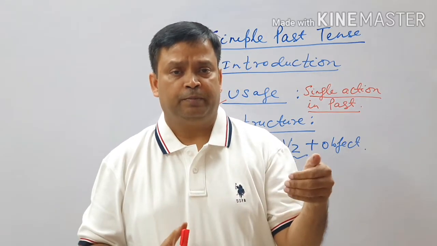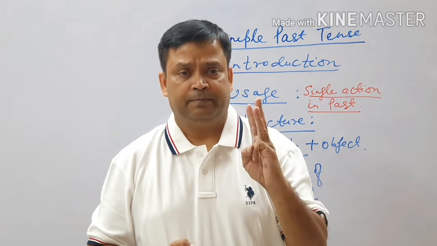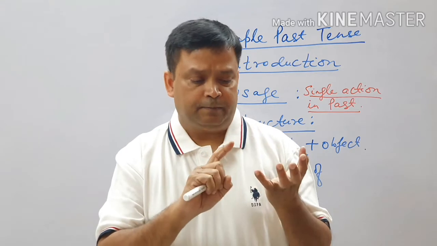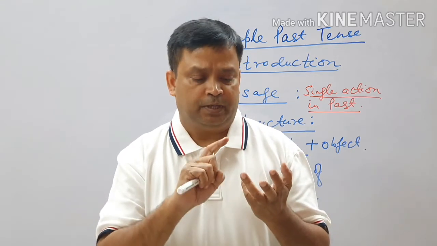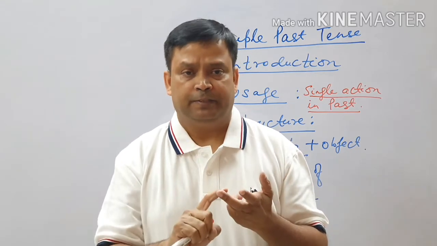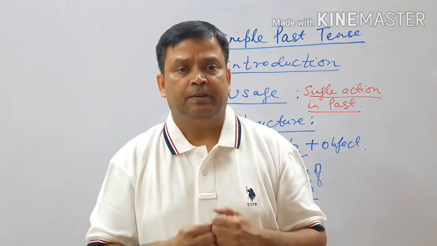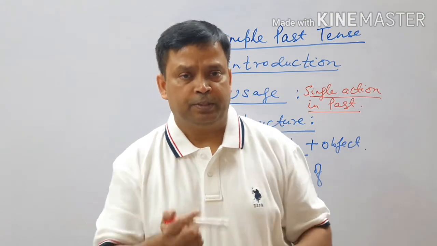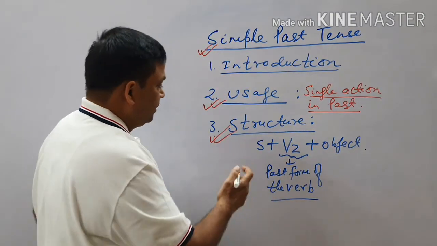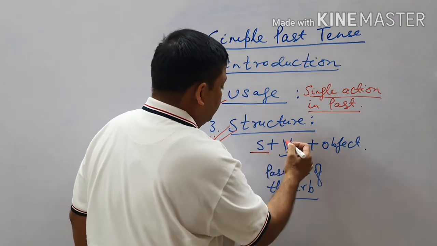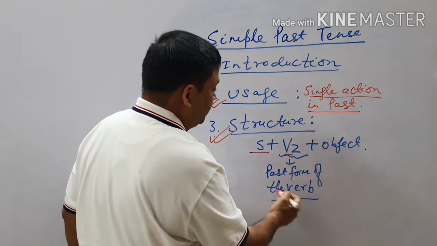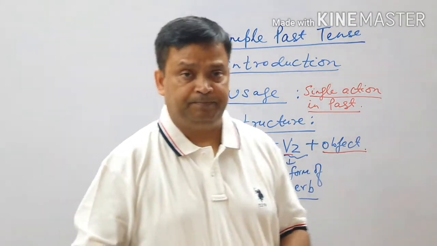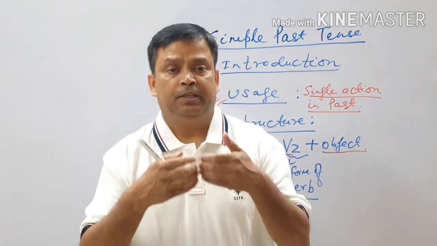I have already told you in my earlier videos that we have 3 forms of verbs: present, past and past participle. Present form is known as V1, past is known as V2 and past participle is known as V3. So in simple past tense, we need the second form of the verb, and that is the past form of the verb. This is what I have written. So you have to pick any subject, then put the second form of the verb, that is the past form of the verb, and then put the object as per the requirement of the verb. So this is about simple past tense.